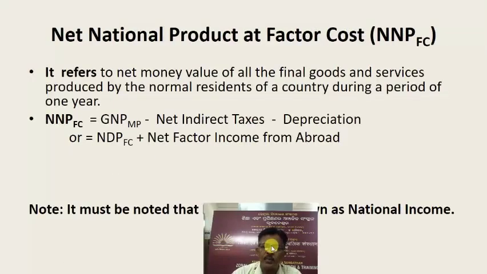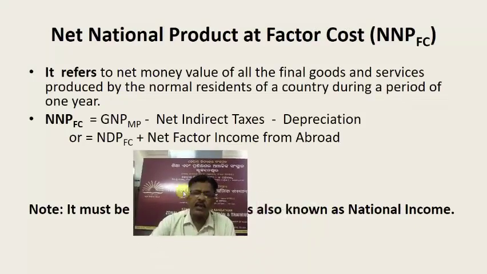Like that, the last aggregate is net national product at factor cost, that is NNP factor cost. It refers to net money value of all the final goods and services produced by the normal residents of a country during a period of 1 year. So you can find out from GNPMP minus net indirect tax. So what is that? GNPMP minus net indirect tax. So it will be GNPFC minus depreciation, so NNPFC.